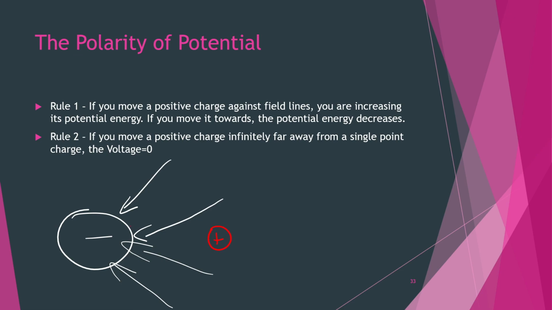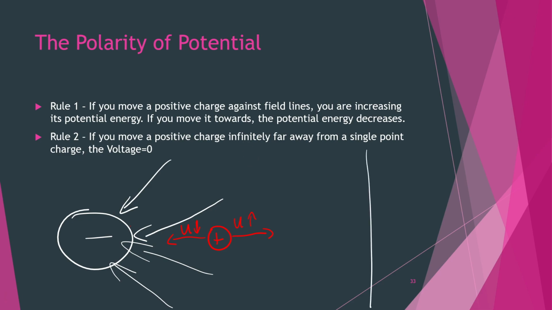Applying rule 1, if we were to move the proton against the direction of the electric field, which in this case would be towards the right, we would say in this scenario that potential energy is increasing, and that if we move the positive charge towards the electric field source, this would decrease the potential energy, as we would be moving the positive charge with the direction of the field lines.